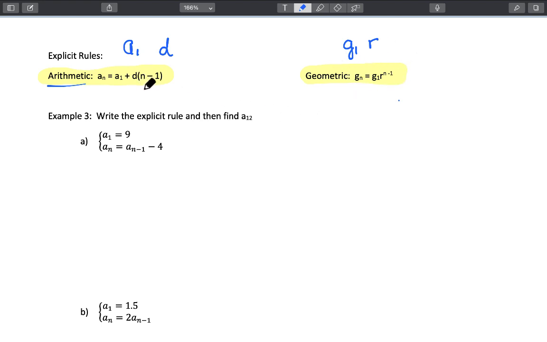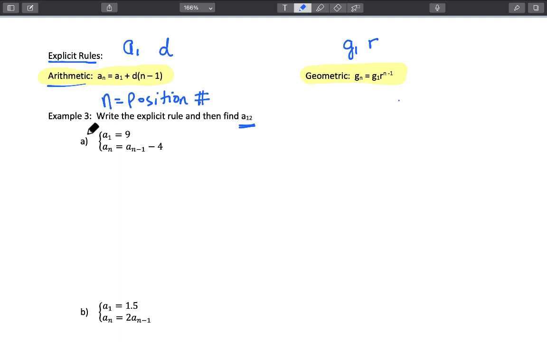What you will notice now, though, the difference in an explicit rule is that it is defined in terms of n, and n is always the position number. So, for example, notice that n is my variable in both of these equations. This is a superscript n minus 1, and this is just in line with the d. All right, so we want to write an explicit rule when we're given the recursive rule, then find a sub 12, which is the 12th term.